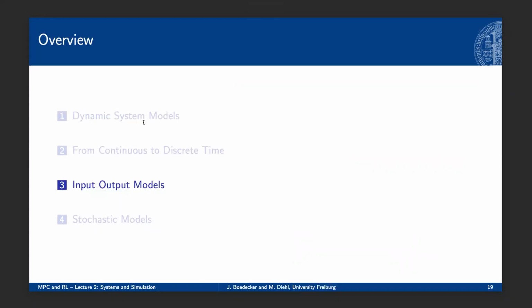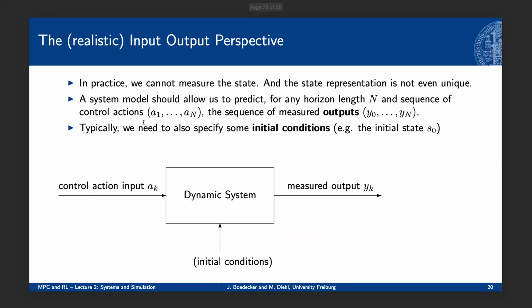So, as we mentioned, the state is a quite artificial construct. And so there is a different class of models that we call input-output models. I want to first take the input-output perspective on systems, and that's a more realistic perspective on a system. So typically we cannot measure what is called the state, and it's not unique.